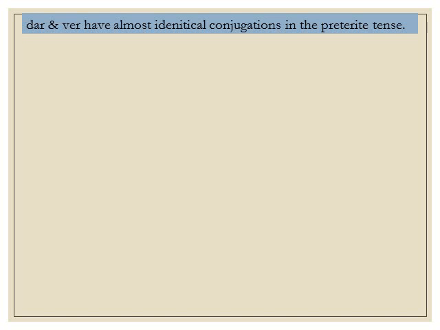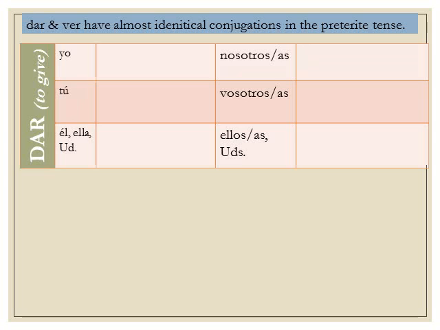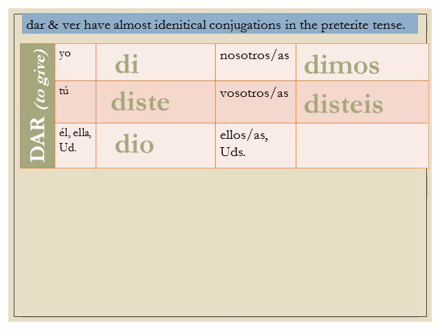Dar and ver almost have identical conjugations in the preterite tense. So we're going to look at dar first. The yo form of dar in the preterite tense is di. The tú form is diste. The él, ella, usted form is dio. Nosotros form is dimos. Vosotros form is disteis. And the ellos, ellas, ustedes form is dieron.